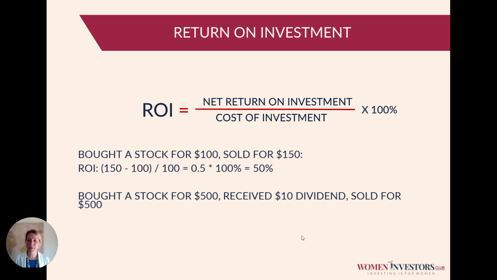I give you another example. I bought a stock for 500. I received $10 of dividend and I sold it for 500. If you don't yet know what a dividend is, some stocks pay dividends. It's a part of the company profits which you actually receive in your pocket. So in this case, you have a stock which is worth 500 and during the year you received $10. It really went into your pocket. So what is the return on investment? Well, the return on investment is actually 2%.